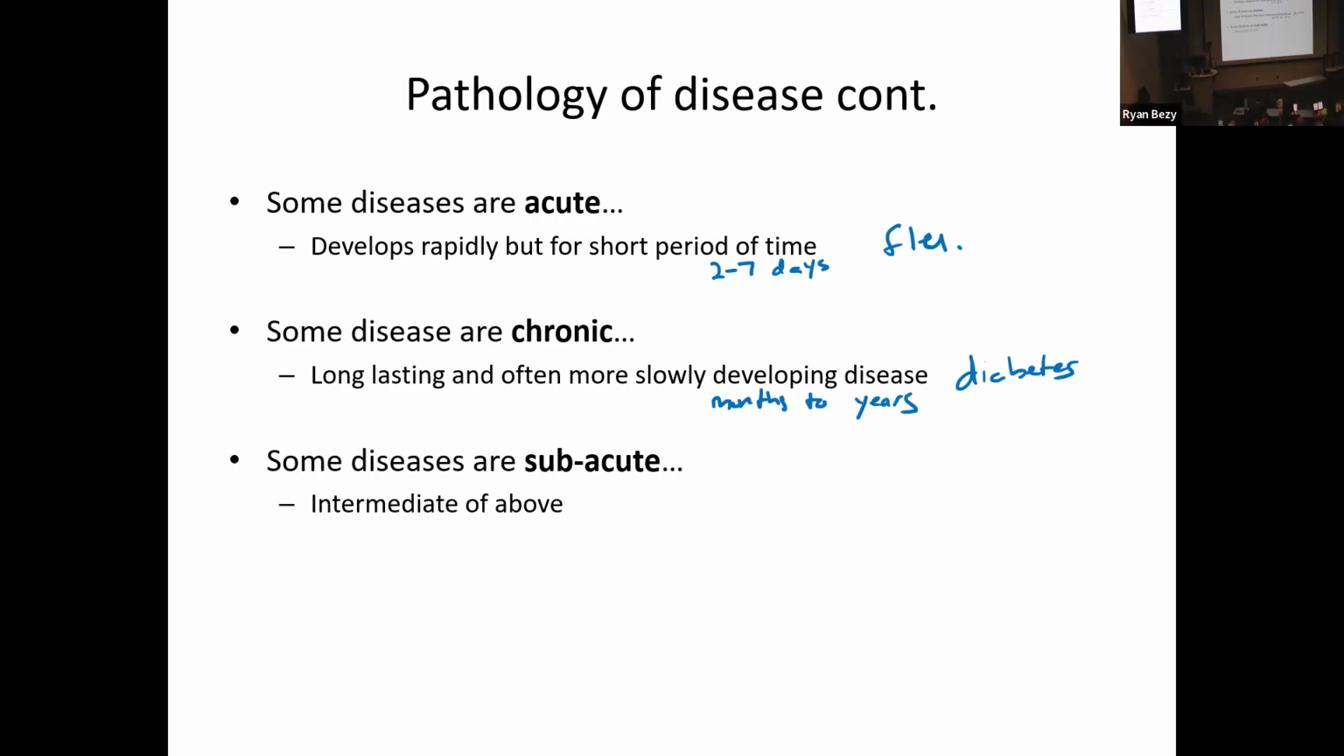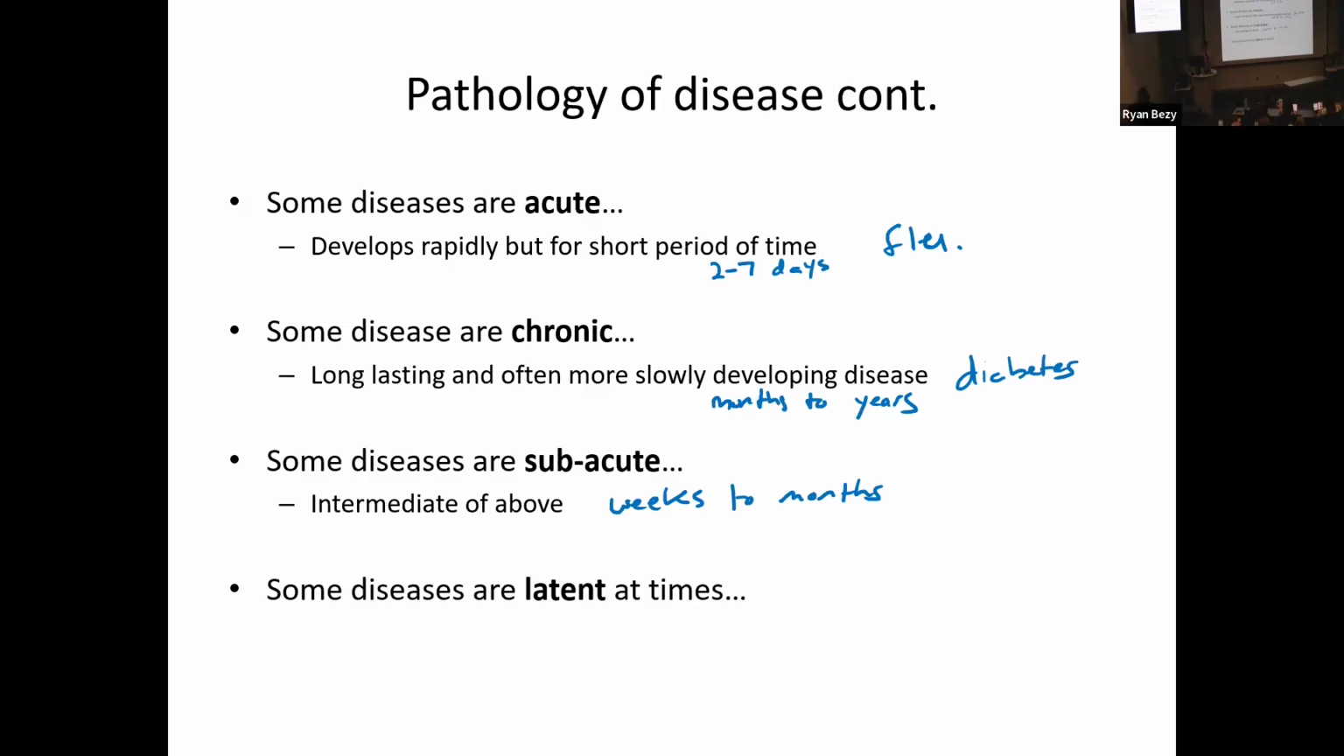Some diseases are subacute. That's kind of an intermediate above. This is going to be weeks to months is the best way to think about this. Subacute diseases kind of last an intermediate amount of time. Mononucleosis can sometimes be an example of a subacute disease. In some cases, C. diff infections can be subacute, which is not very pleasant. Those can last for months in the absence of treatment, for instance.